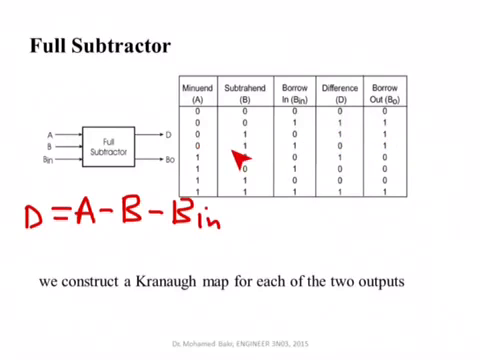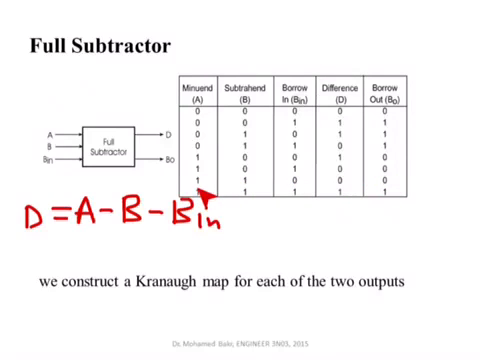When you subtract 0 minus 1 minus 1, this is the case I mentioned earlier. You have to borrow, of course, 1, and this one will move here to become 2. So 2 minus 1 minus 1, you get a difference of 0. The same thing is happening here. 1 minus 0 minus 0 will give you 1, there is no borrow. 1 minus 0 minus 1 will give you 0, there is no borrow. 1 minus 1 minus 0 will give you 0, there is no borrow.